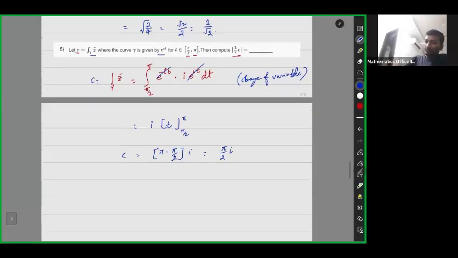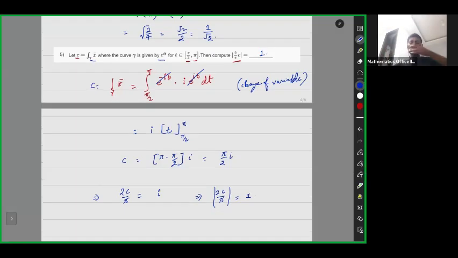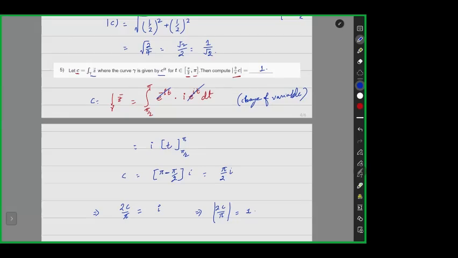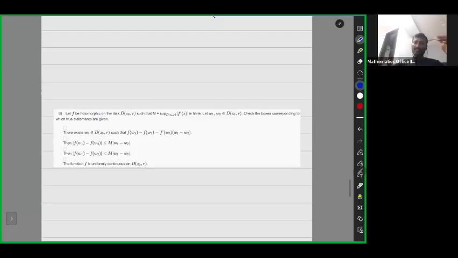So 2C by pi becomes I, and when we take the modulus of 2C by pi, it becomes 1. So we get an integer solution here in this case. Okay, you understand it, right? Okay, so we are going to see the next question right now.